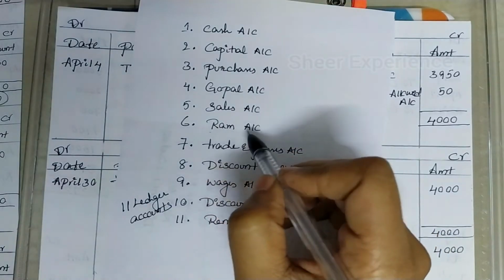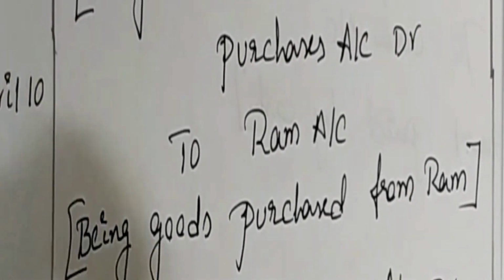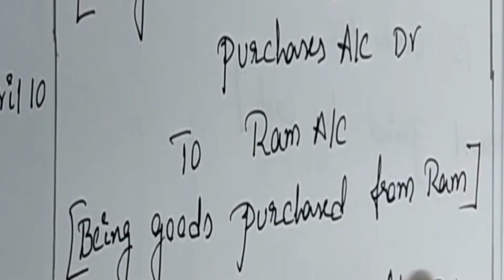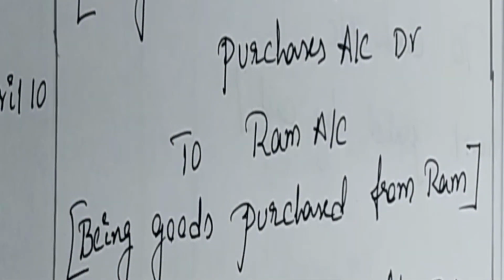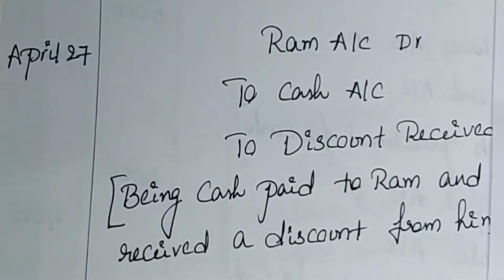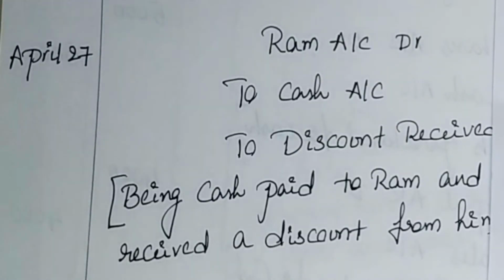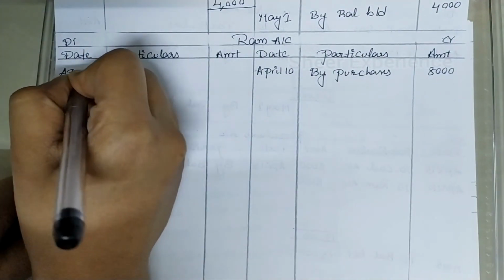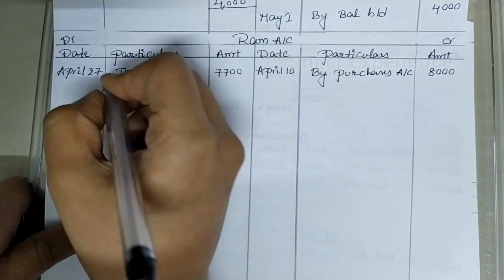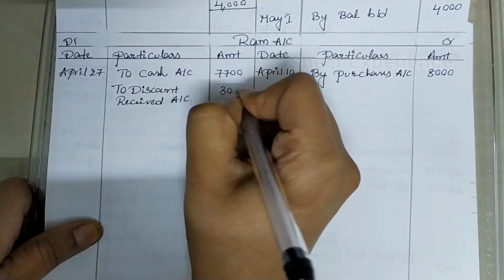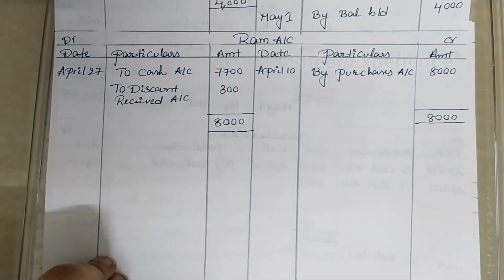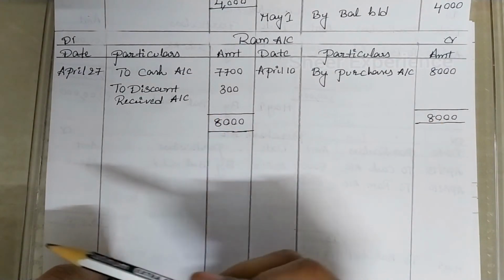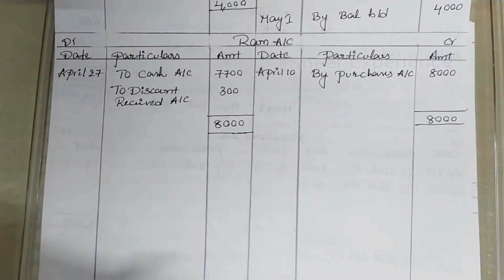Next account is RAM account. RAM account is in two journals. Here purchase is debited. So we will put this in the credit side in the ledger. Cash account and discount received is credited. We will mention this on the debit side in the ledger. In this account, both the side balances are matching. So this account also we will not consider for trial balance.